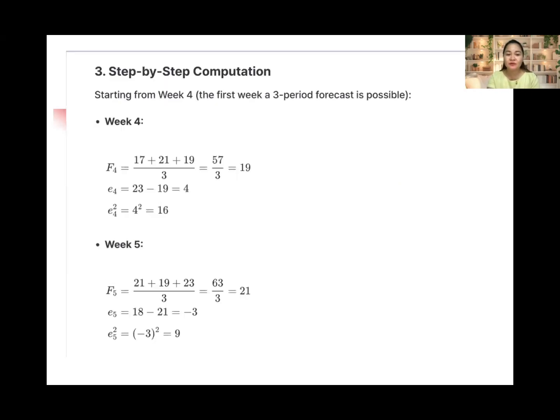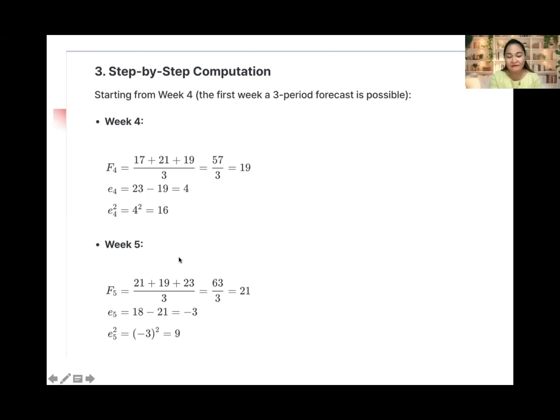So for example, we have step 1, step 2, step 3. We are using period 3, first week, period 3 forecast. So we have 17 for your forecast for the fourth week: 17 plus 21 plus 19 divided by 3, that is 57 over 3, which is 19. The forecast error, since the actual is 23, is 23 minus 19, so the forecast error is 4. And the forecast error squared is 16, 4 squared is 16.